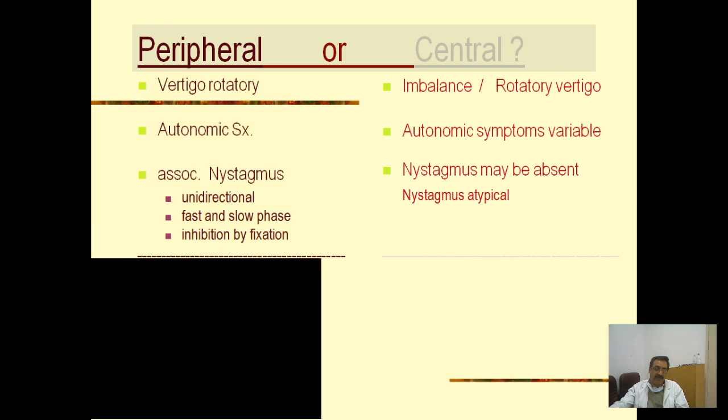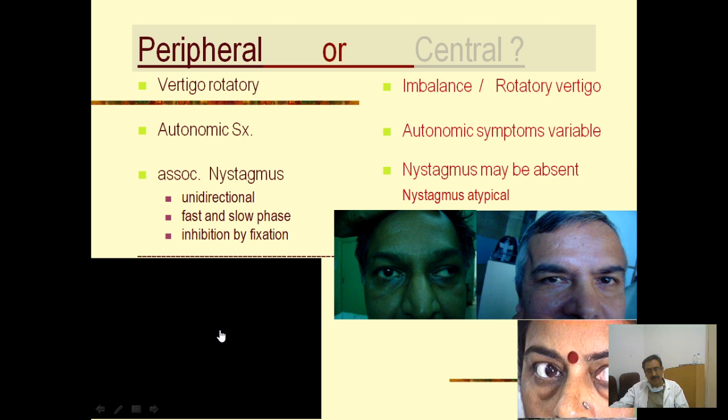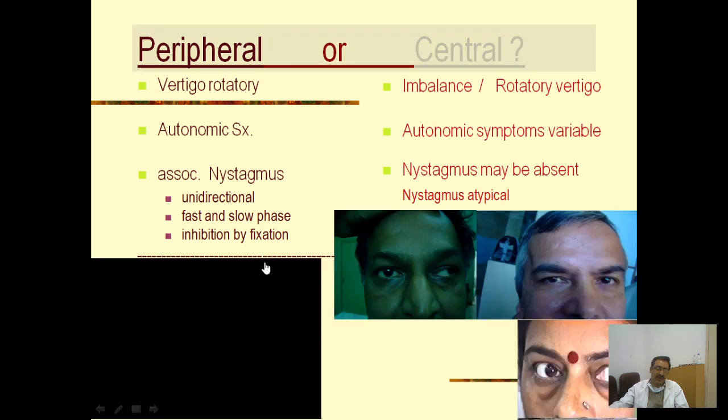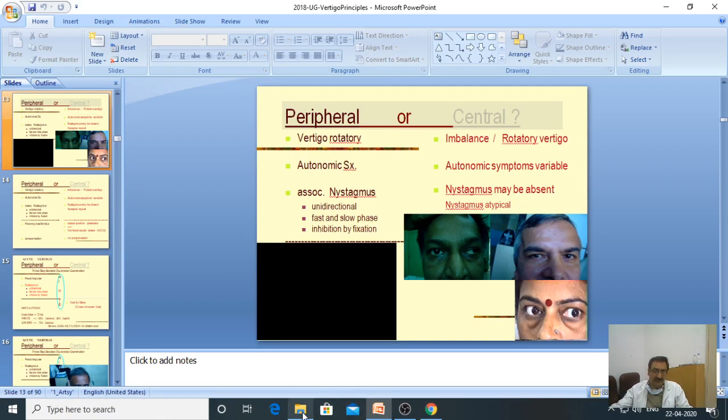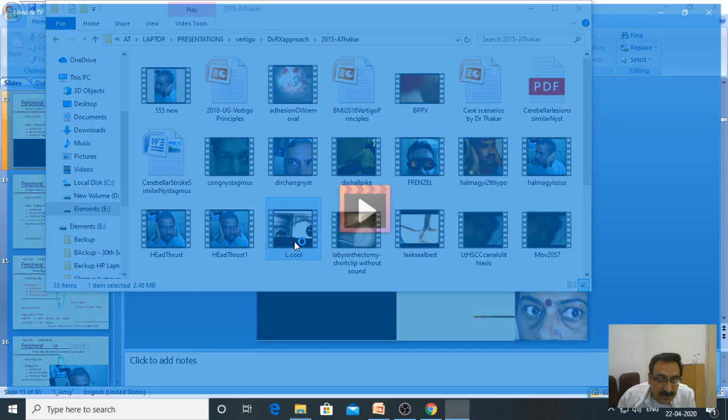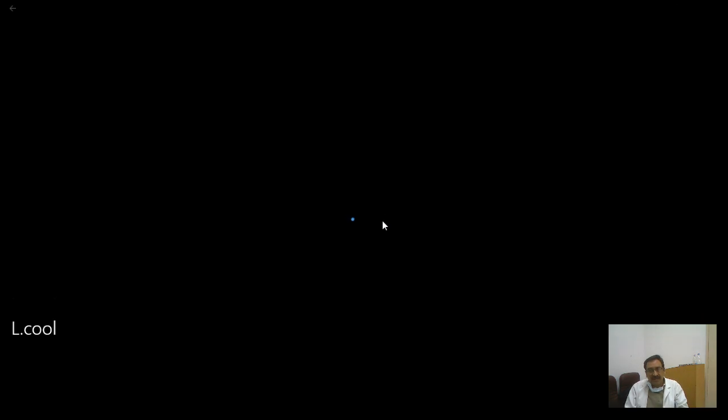So now let's look at it a little bit deeper. The nystagmus, which you get with... So I'm sorry, you can't quite see that. This was a key slide. I'll see if I can show it to you. So I'll just show you what exactly peripheral nystagmus looks like. So this is what peripheral nystagmus looks like.